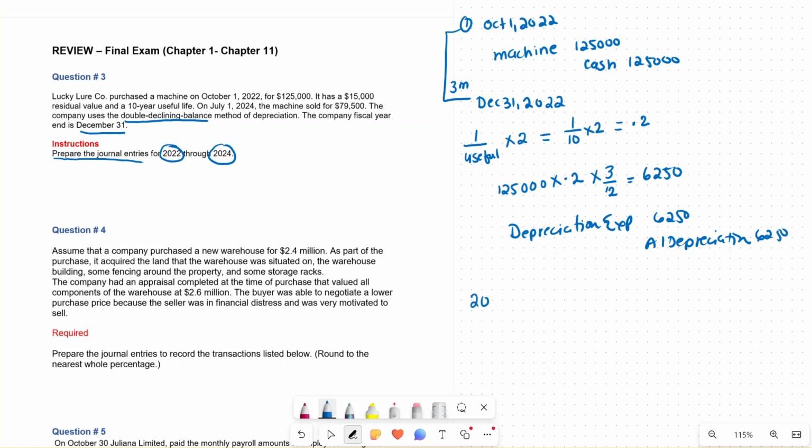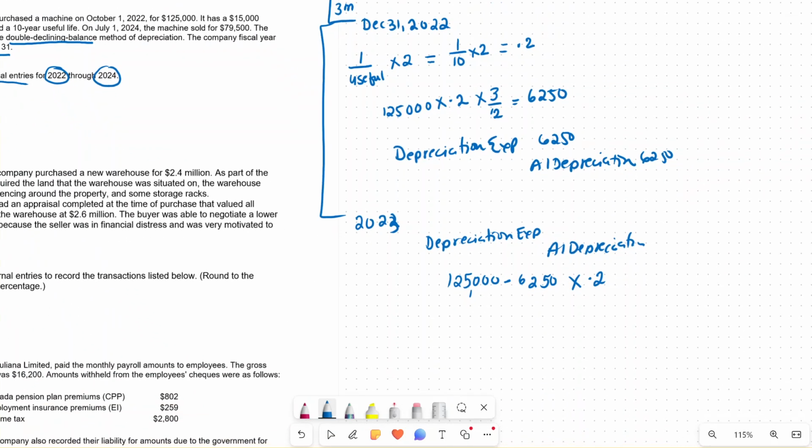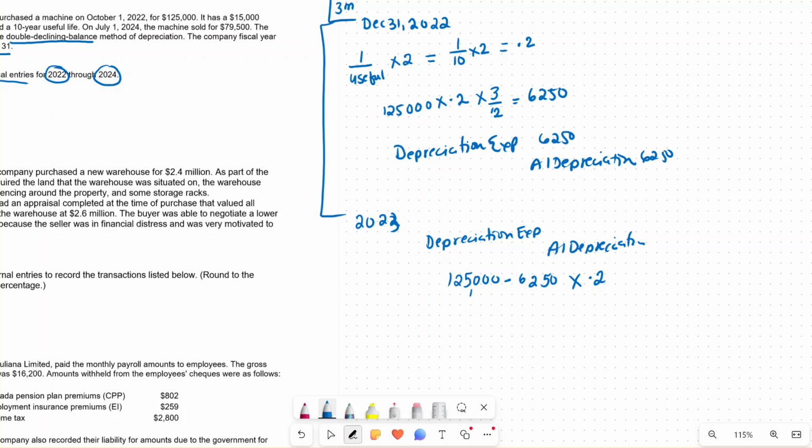We're going to go to year 2023. Now this is a full year. I will have to do depreciation expense and accumulated depreciation, and the value will be, so I bought the asset for 125,000. I already took a depreciation of 6250. My depreciation rate is 20%, so it's 0.2. Then it will give me a depreciation of 23,750, and I have to do another year, 2024.